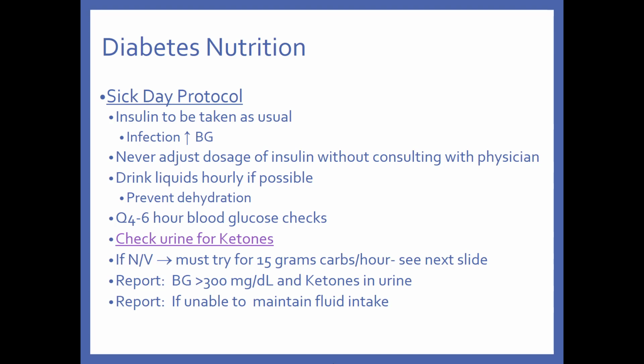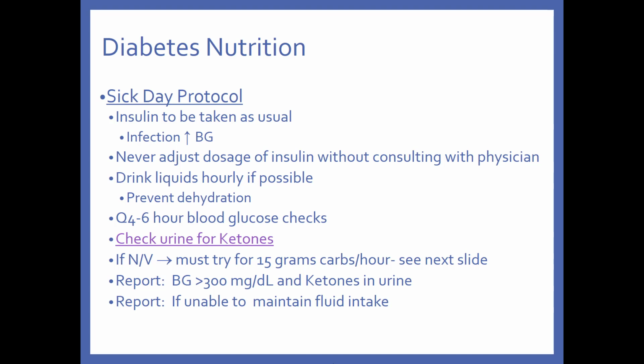If there is any nausea and vomiting going on, they need to try for at least 15 grams of carbs every hour, so that they don't start breaking down fats and proteins. If they're low on carb intake and breaking that down into sugar, they need to make sure that they're getting some kind of carb intake. I've got a slide that shows some good examples of what they can have.